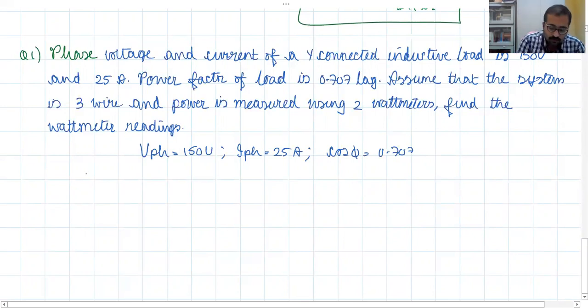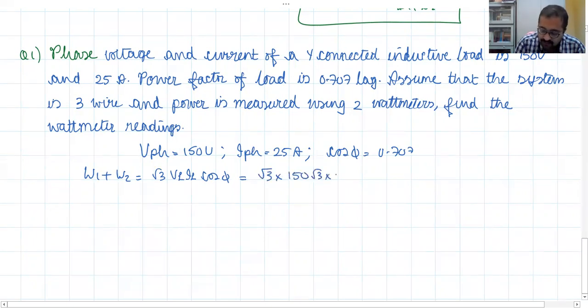So W1 plus W2 will be what? The total three-phase power, root 3 VL IL cos phi. Keep in mind this is VPH, the phase voltage, so you have to convert that into the line voltage value. So root 3 into VL, where VL is VPH times root 3, into IL is 25, into cos phi 0.707. Do this. How much will you get? You must get 7954 watts.